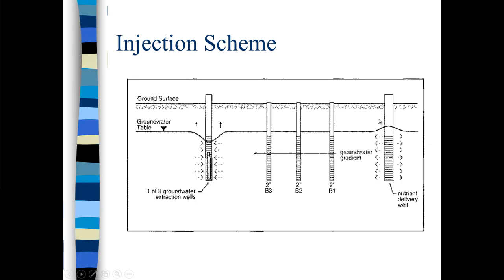This is how the injection occurred. You had a nutrient delivery well here, and through the nutrient delivery well, you would also introduce microorganisms. Then you would have monitoring wells that would go with the gradient of the groundwater. The groundwater would naturally flow here. Then you would have an extraction well that would just recirculate the water and go back into the nutrient delivery well. So you'd have a recirculation system. You have a cone of depression here because you're taking out groundwater, and then you have a cone of expansion here, because you're re-adding groundwater with nutrients.